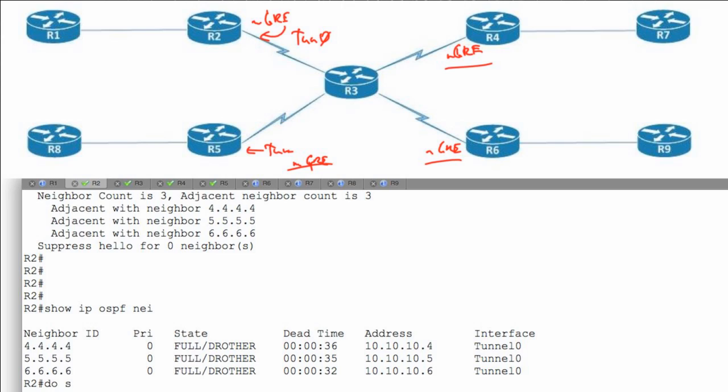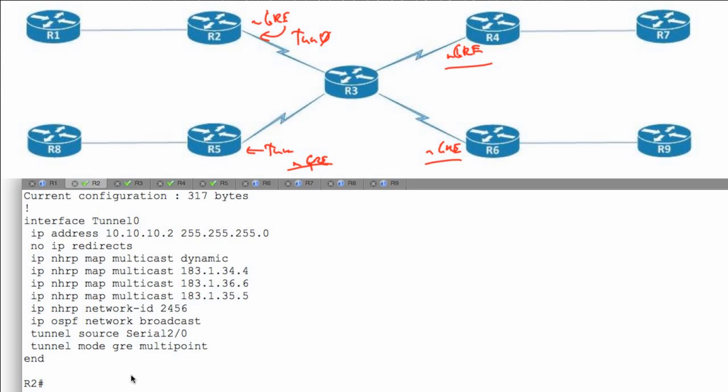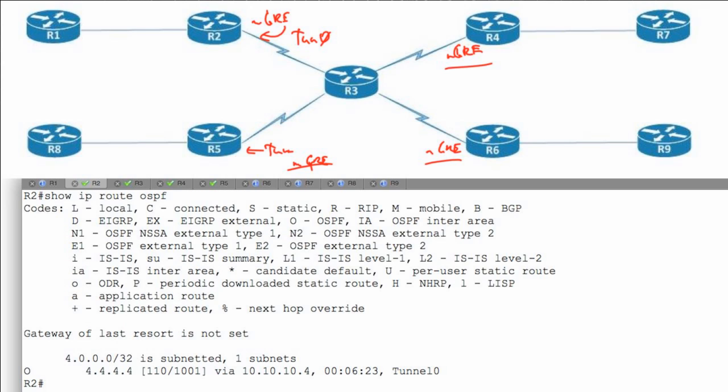Well, first and foremost, do show run interface tunnel 0. The point is that notice, OSPF doesn't support split horizon, so that's not something that we're going to need to work on. So the question now is what's the issue? What's going on? So, we've got everything, or do we? Show ip route ospf. I'm only learning 4 on the hub.